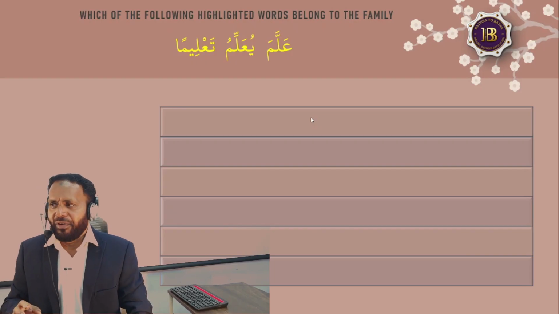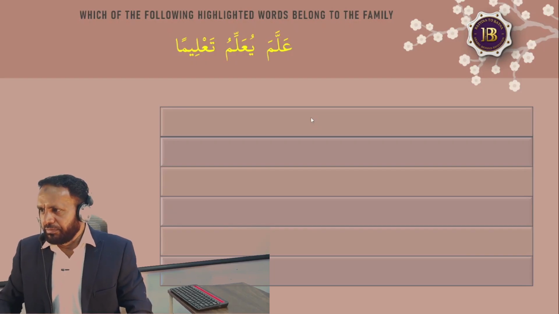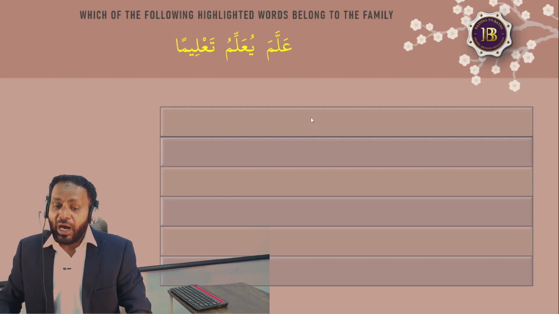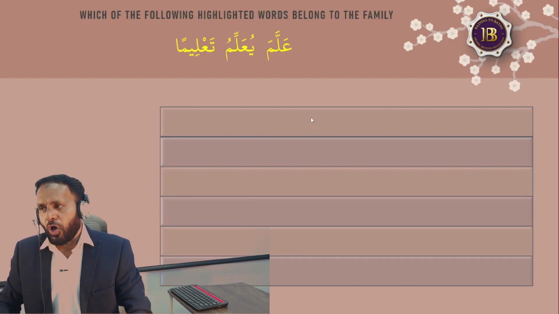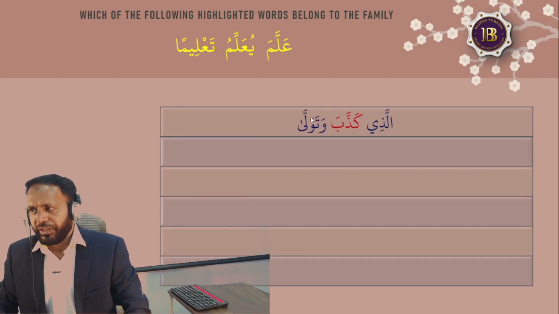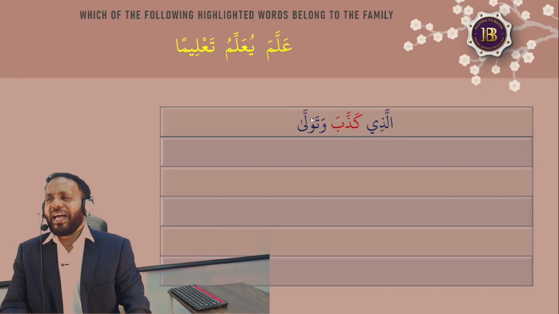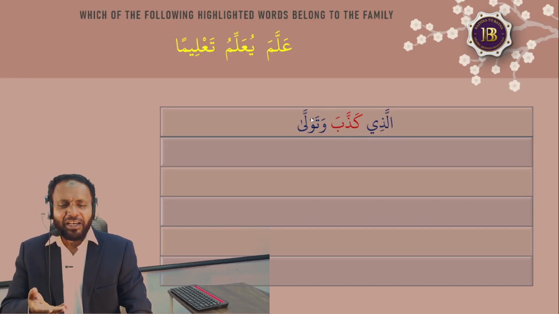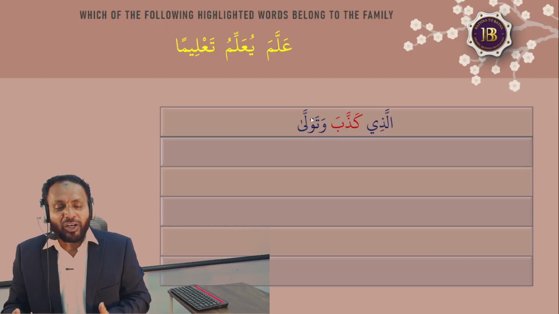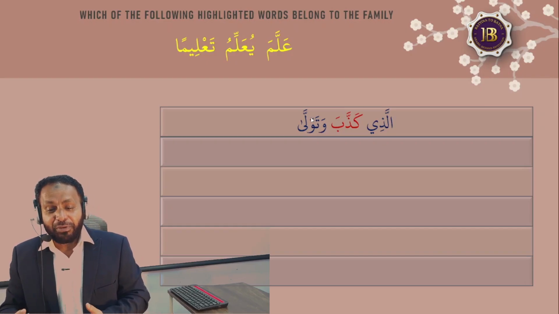Okay, so here is the first part from the Quran, and the word highlighted in red, you are supposed to tell whether it belongs to Allama yuallimu ta'liman or not. Here's the first one. Yes or no? The word kazzaba. Exactly, kazzaba. You see, you yourself are doing it. You are so tempted to do it. Even though I am not asking you to do the past, present, masdar, you are tempted.